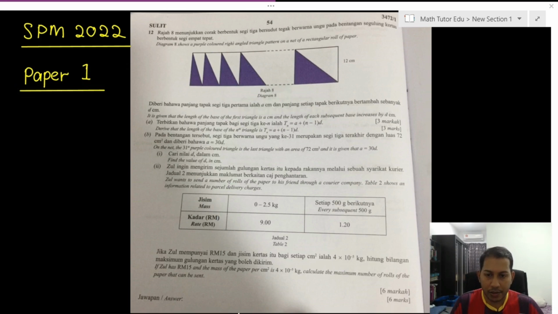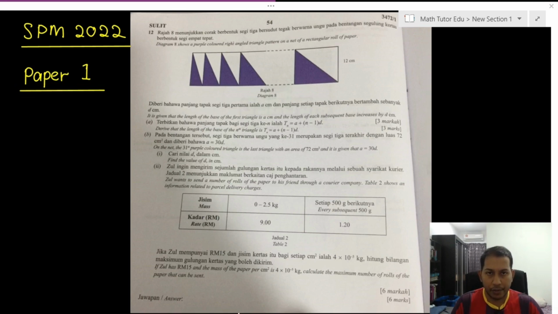Zol wants to send a number of rolls of the paper to his friend through a courier company. Table 2 shows information related to parcel delivery charges. As you can see here, the table consists of the mass and the rate. The mass from the range of 0 to 2.5 kg is 9 ringgit, and every subsequent 500 gram after that will be 1 ringgit and 20 cents. So this is table 2.